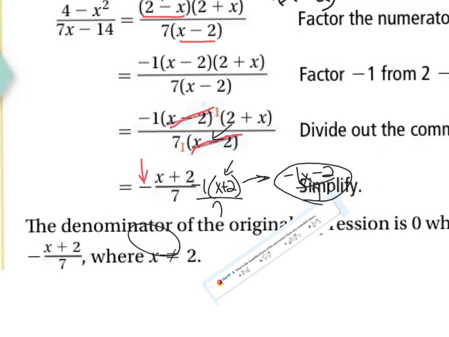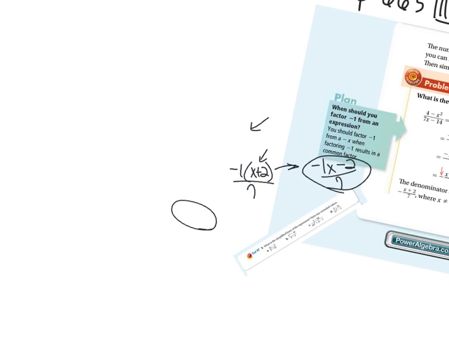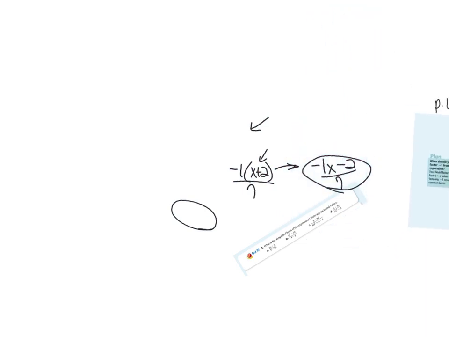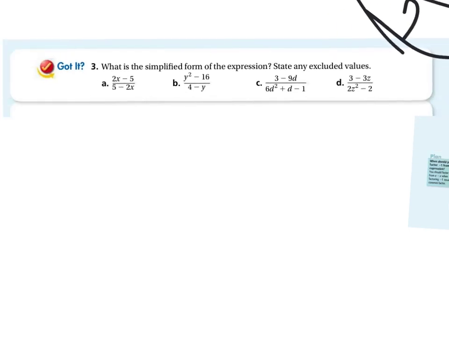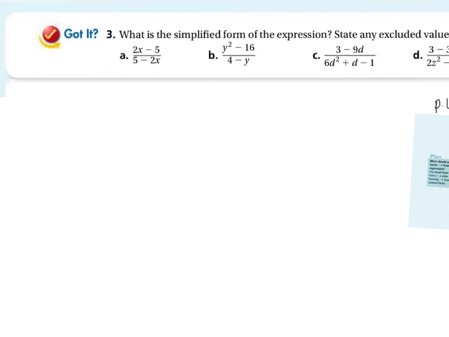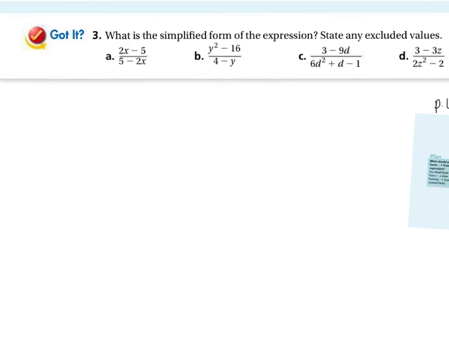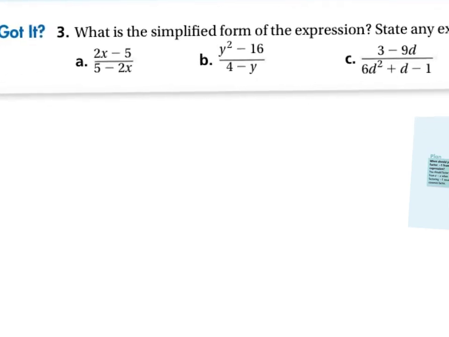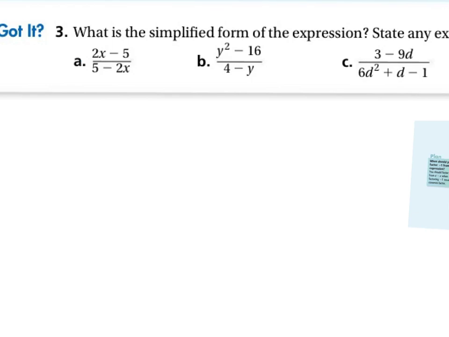At the top of the next page, we have some Got It questions. Same idea. What's the simplified form? State any excluded values. So if you look at number 3, part A, as far as factoring out a greatest common factor, there's nothing we can do with either one. There's nothing in common in the numerator. There's nothing in common in the denominator. But if you'll notice, those are very close to each other. They're kind of the same, only switched around.